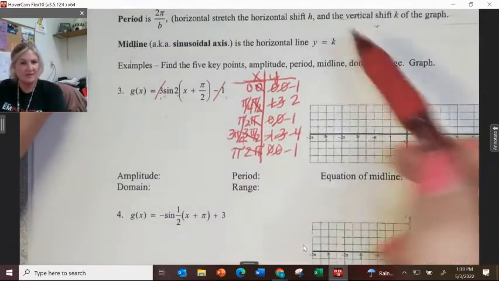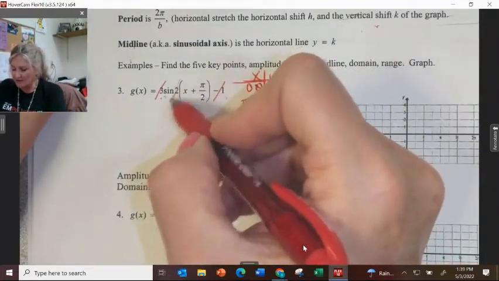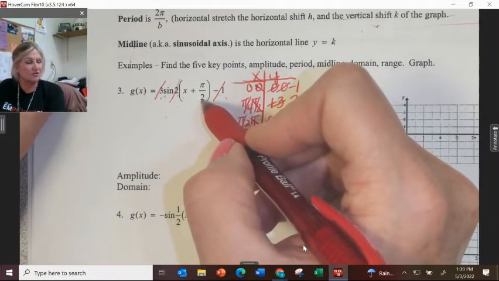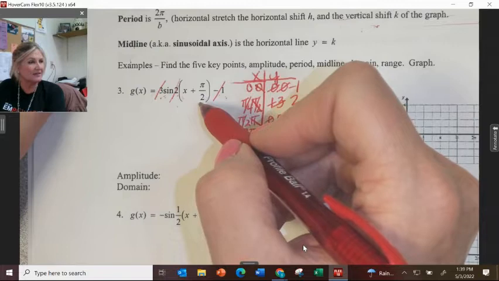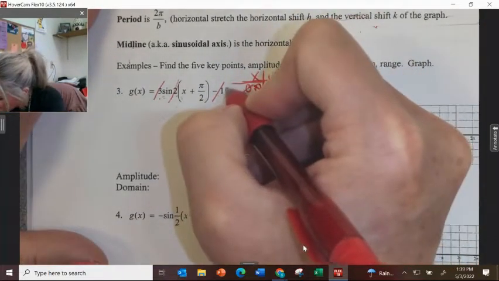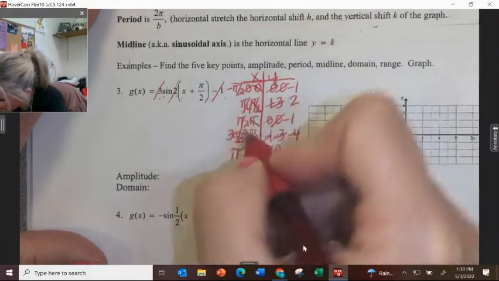And that's because multiplication happens first. Okay. So I took care of this. Now I take care of this. What is this going to do? Shift everything to the what? Left by pi over 2. So now I'm going to have to subtract pi over 2 from everything.